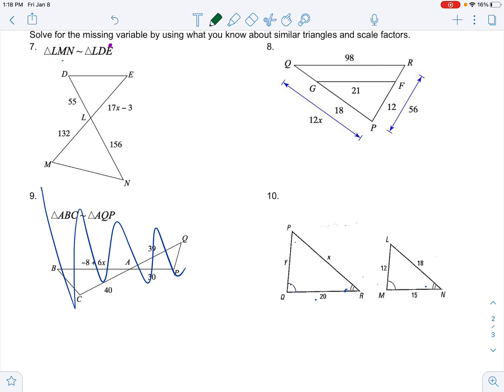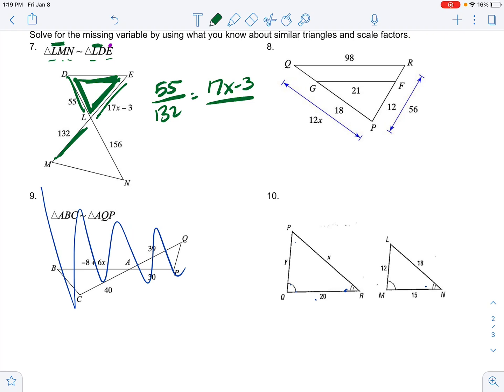So if we look at this similarity statement on number 7, I'm going to set up my proportions. And I'm going to put this triangle that's on the top of the fraction, all the way through. So I'm going to start with 55. 55 is DL. So DL is right here. It would go with LM. Here's LM, so I put it over 132. Then I have EL, so 17x minus 3 over EL, first and last, goes with LN, which would be 156.